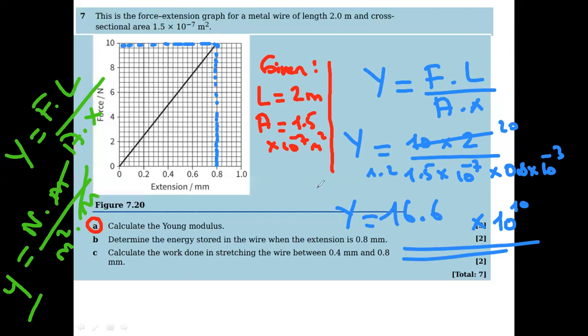Now we will do question B. Determine the energy stored in the wire when the extension is 0.8 meter, second, 0.8 millimeter, sorry. Determine the energy stored in a wire when the extension is 0.8 millimeter. So I'll clean that part.